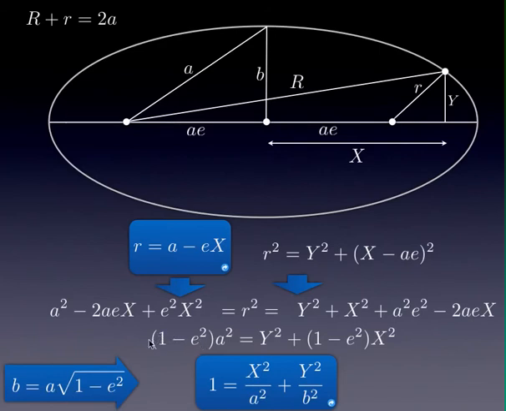And now, this on the left-hand side is just b squared. If we divide by b squared, we arrive at the squashed circle equation for the ellipse.